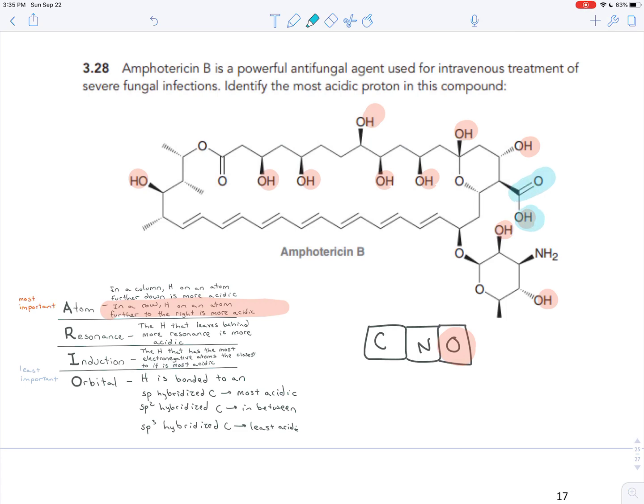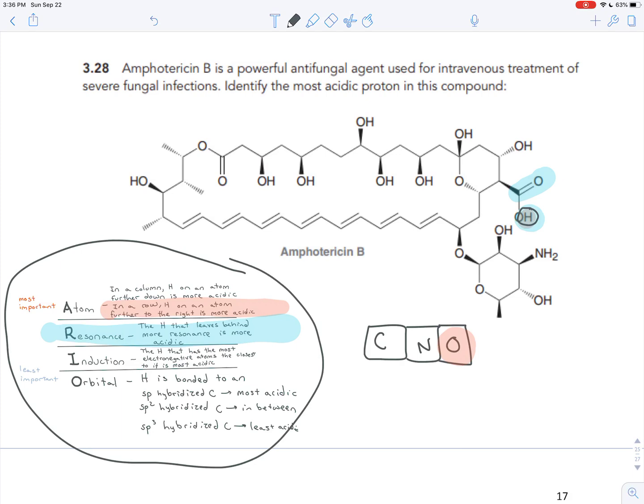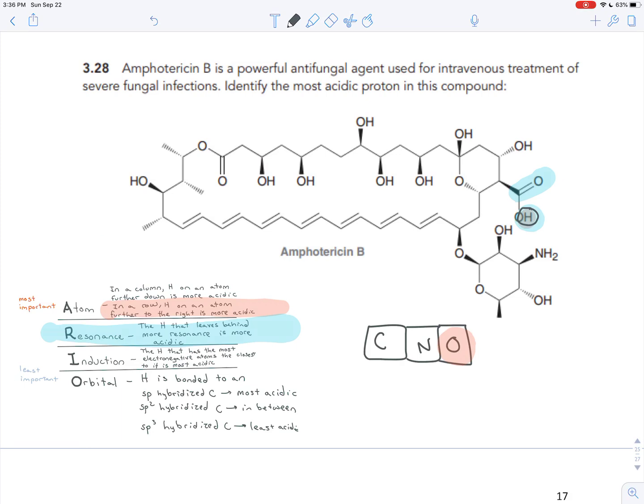This hydrogen that I just highlighted in blue, that hydrogen is the only one that will leave behind an allylic lone pair. It leaves behind the most resonance, and so we know that that is the most acidic hydrogen. All of the other hydrogens are not allylic to a pi bond, and that blue one is. So that hydrogen is the most acidic hydrogen in this big gigantic molecule. So you can see the power of these principles. If you understand them, you can very quickly apply them even to very large molecules.